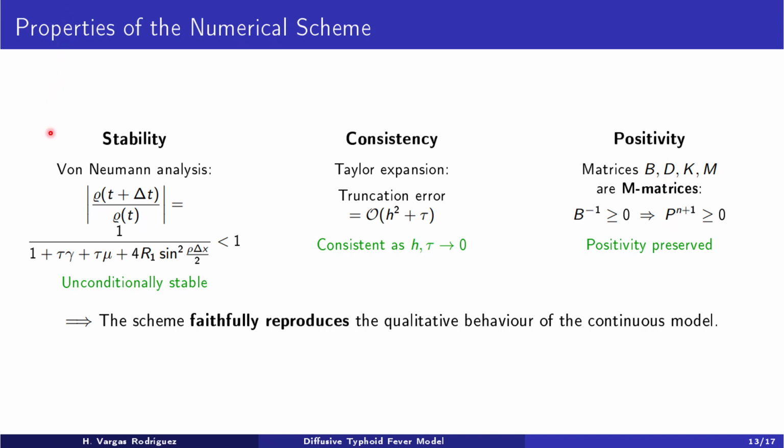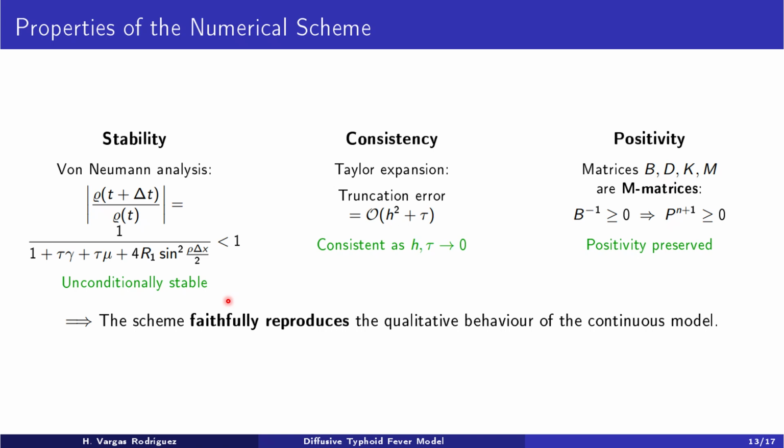We prove three fundamental properties of the scheme. On the left, stability. Using von Neumann analysis, we substitute Fourier modes into the linearized scheme and compute the amplification factor. For the protected class, this expression is this one, and is strictly less than 1 for any positive tau and h. Hence, the scheme is unconditionally stable, and the same holds for all four equations.